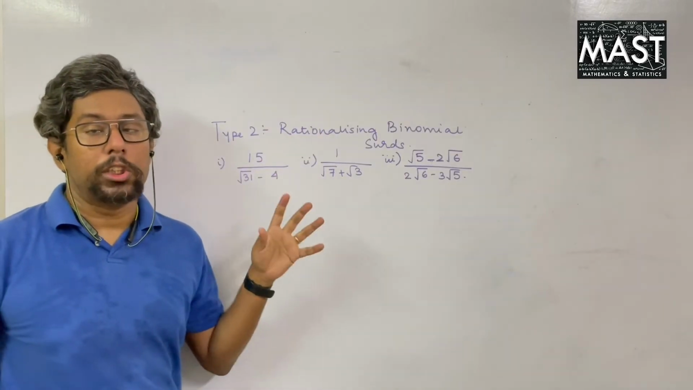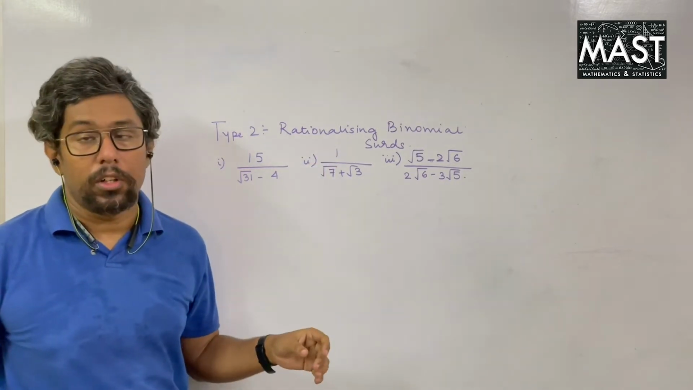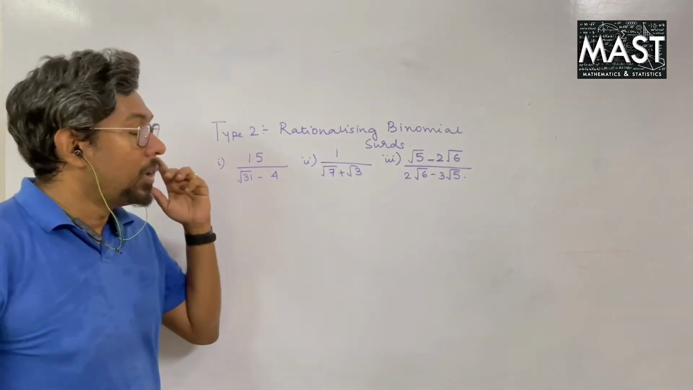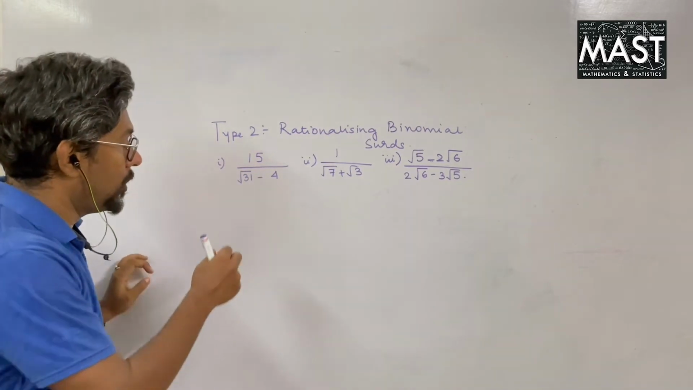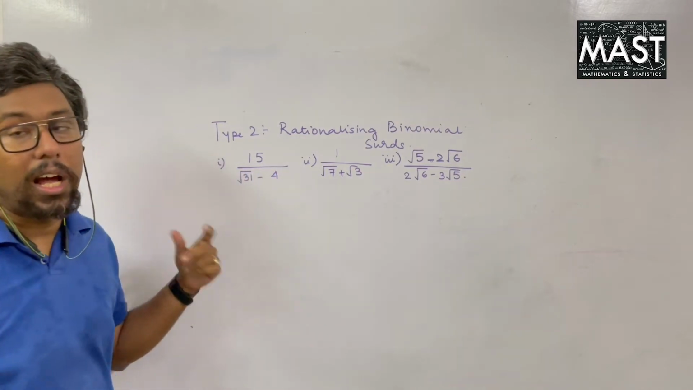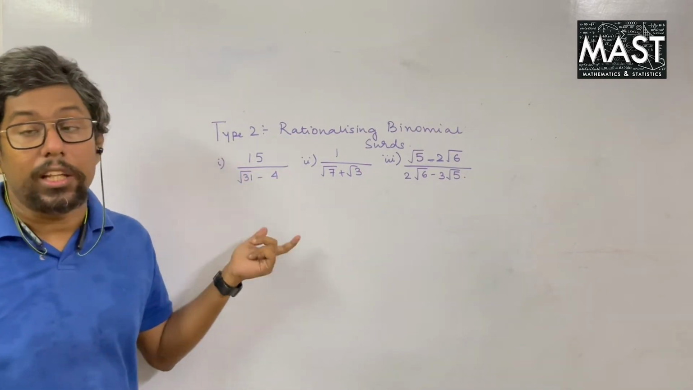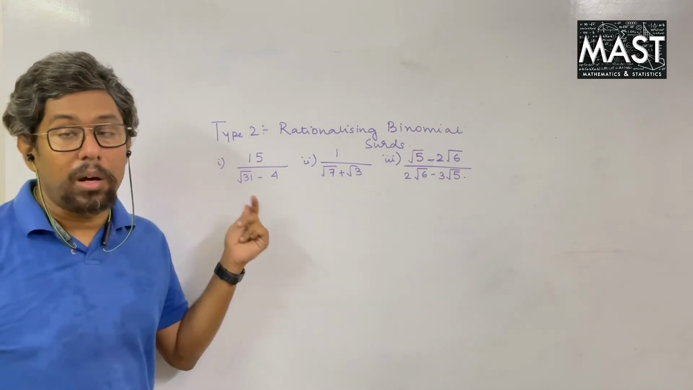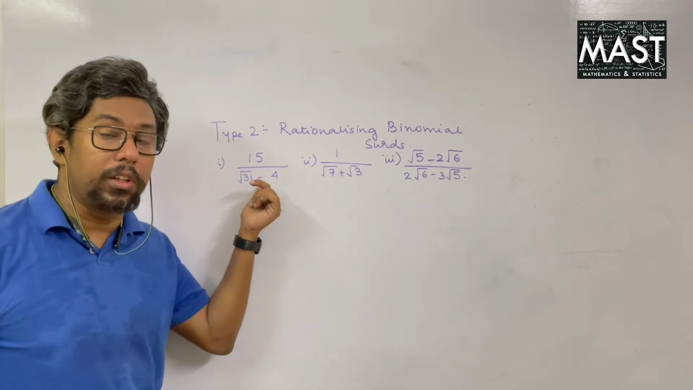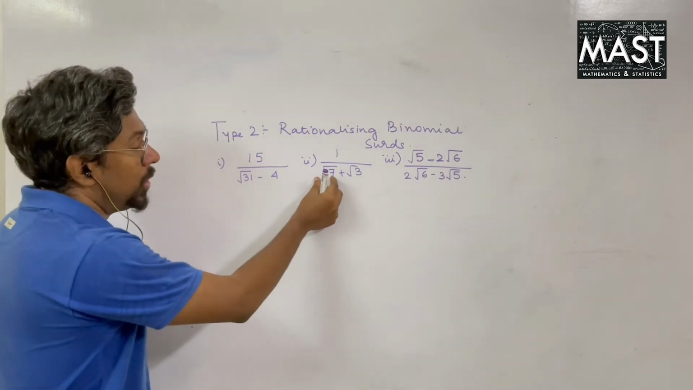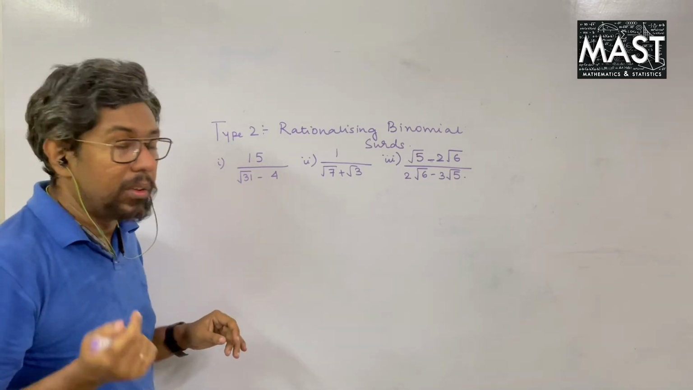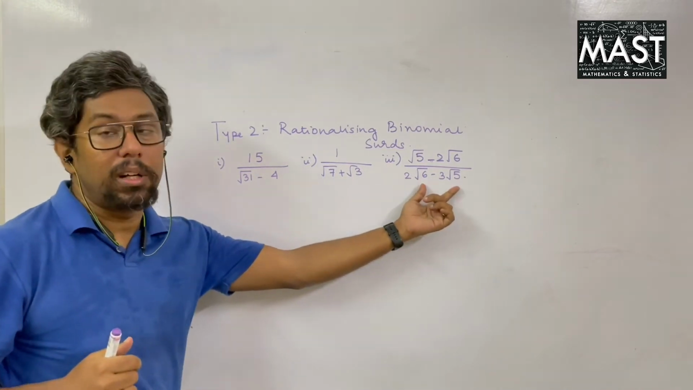Type 2, which is rationalizing of binomial surds. Now when we talk about binomial surds, we can have 2 or 3 types. One is you have a surd along with a number. So this is also considered as a binomial surd and an irrational number, because the sum of a rational and an irrational number gives you an irrational number. You can also have 2 surds added or subtracted together and you can have a sum like this.